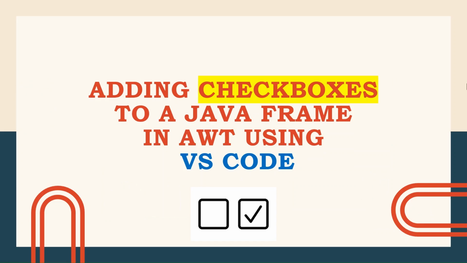Today I'll explain how to add checkboxes to a Java frame in AWT using VS Code. Now here you can see the image of a checkbox. Here we have two checkboxes. One is not selected, one is selected. Whenever you select a particular checkbox, you get a tick mark like this. Again you click, and the image looks like this. So here we go for the on or off concept.